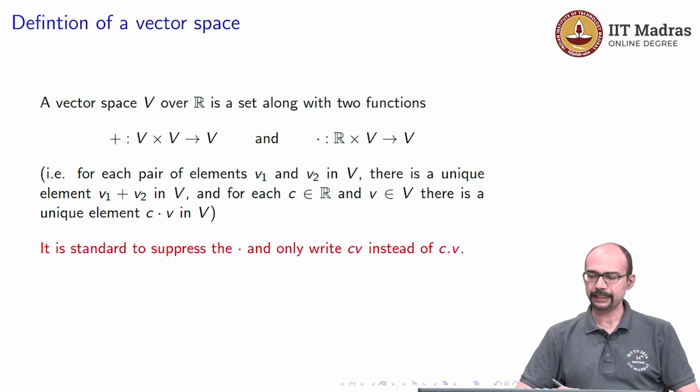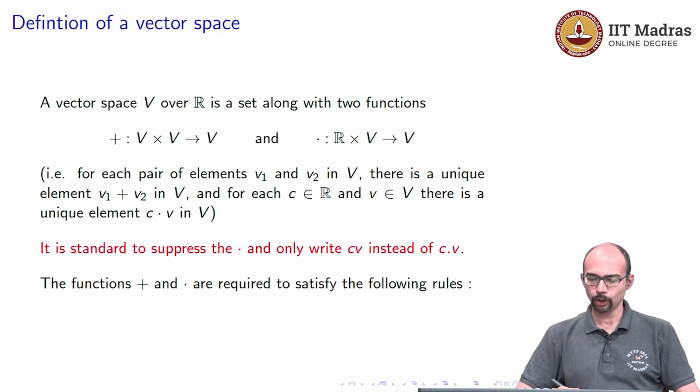It is standard to suppress the dot and to write C times V instead of C dot V. This is exactly what we did in Rn. We don't keep writing multiplied by, because we consider it obvious. Similarly here we are going to suppress the dot and write just C times V for scalar multiplication.